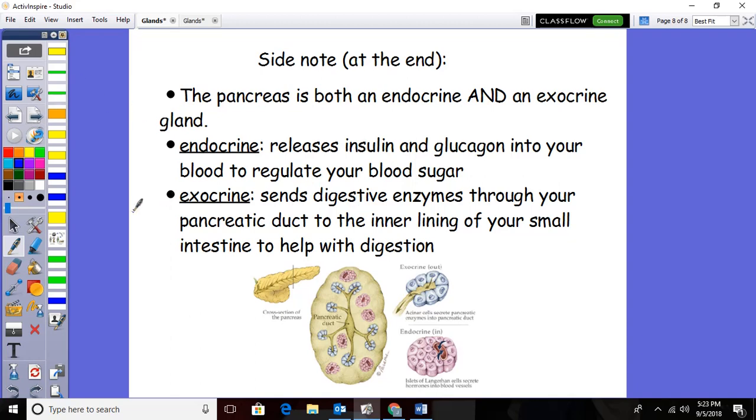So I put this little picture in the upper left-hand corner of your long sheet just to show you that your pancreas has different types of cells. It's got cells, these acinar cells, that serve more of an exocrine function. And then we've got the endocrine cells, like your islets of Langerhans cells, that are actually responsible for secreting your insulin and glucagon.